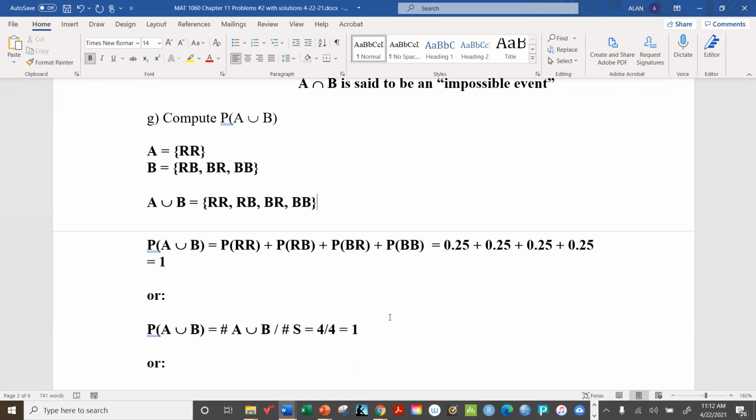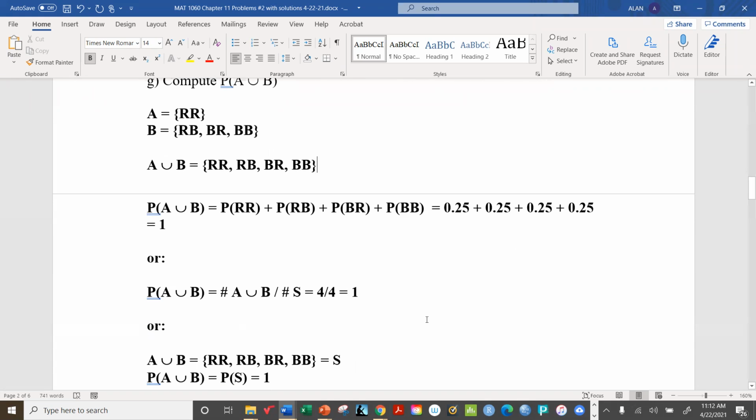And as if that weren't enough, there's another option here. We just note that A union B is the entire sample space, which guarantees by the axioms of probability that its probability is 1. And we sometimes call this a certain event. It's guaranteed. The union is somewhere in there. One of those elements has to occur. Therefore, A union B is said to be a certain event.